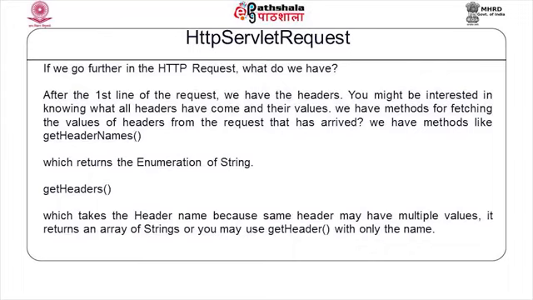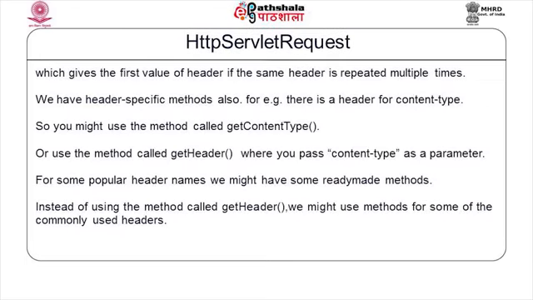Here we have methods like getHeaderNames to give us all the headers. It would be returning an enumeration of strings. We can use the method called getHeaders, which takes a header name, because the same header may have multiple values, so it would return an enumeration of strings. Or you may simply use the method called getHeader with only the name, but in this case it would give you the first value of the header, if the same header is repeated multiple times. So we can get to know about any header.